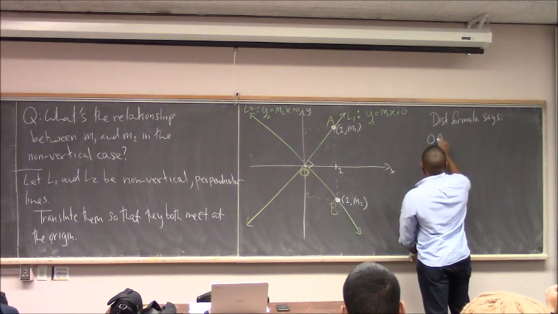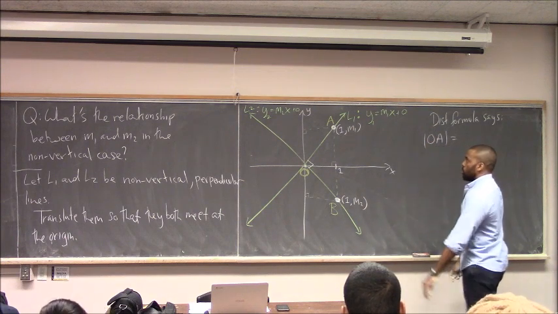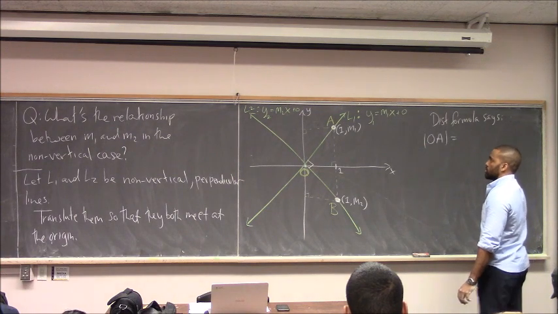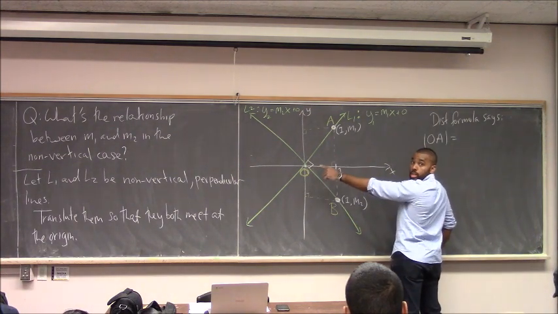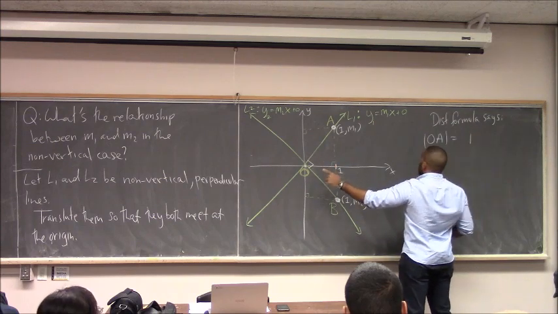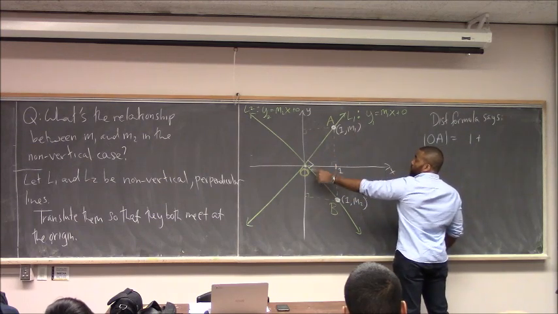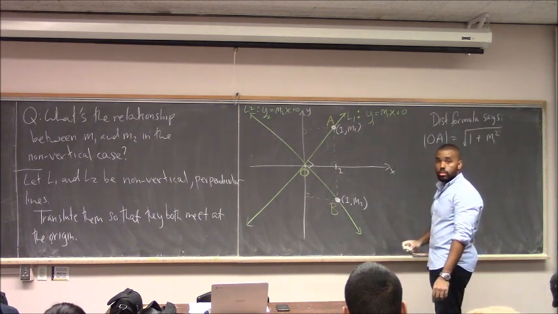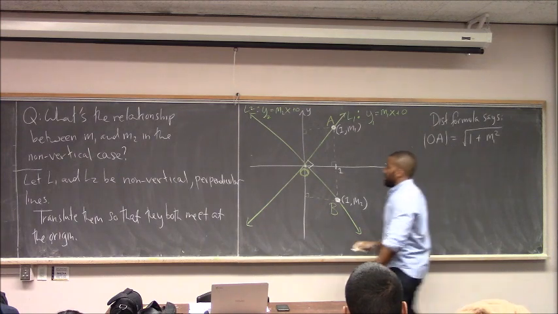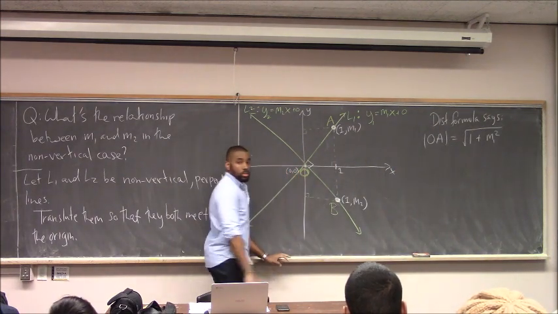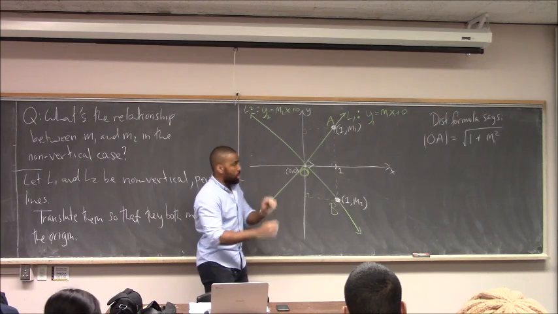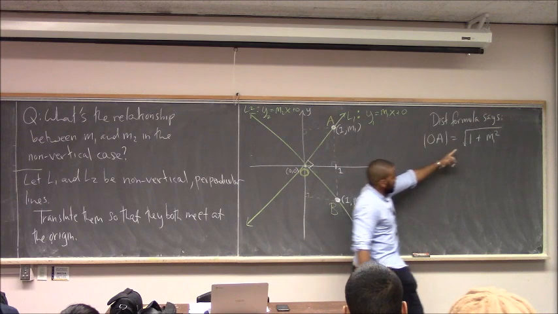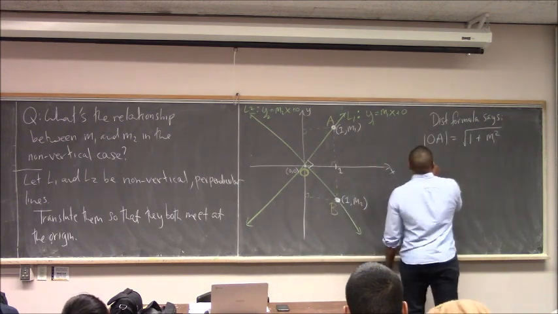The length of OA is going to be, what would the distance formula say here? x2 minus x1 squared plus y2 minus y1 squared, and then you take the square root. That's the distance formula. Because this coordinate is 0, 0, it's 1 minus 0 squared plus m1 minus 0 squared, and then you take the square root.